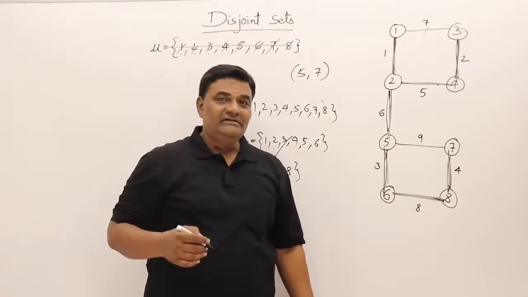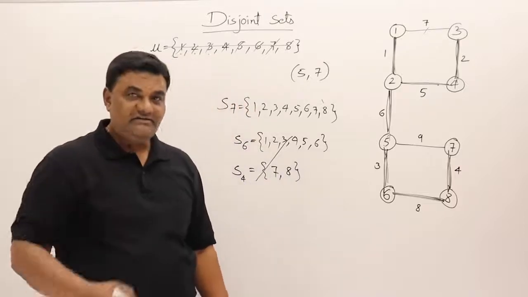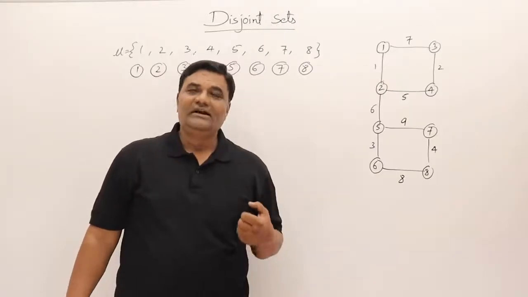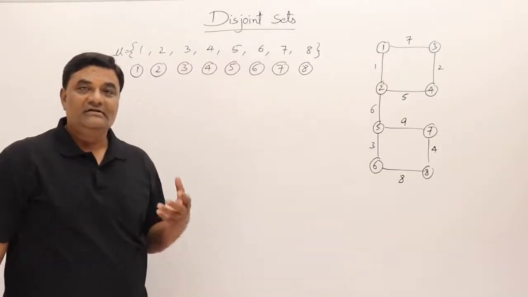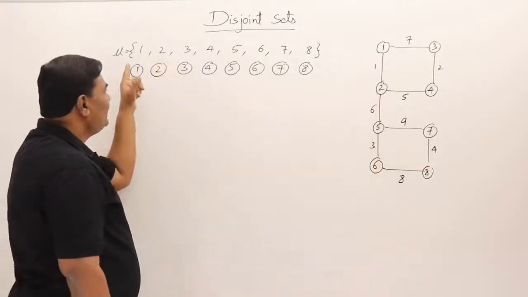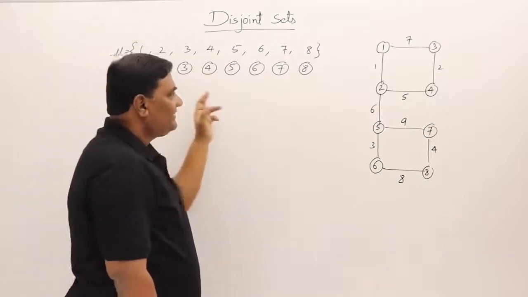Now how it is done graphically and how it is represented using an array, that we have to see. So I'll take the same graph and show you. Let us quickly look at how we can show the sets graphically. I have the same graph and the vertices. Instead of the universal set, I have shown them as vertices here. That is, I have taken nodes.